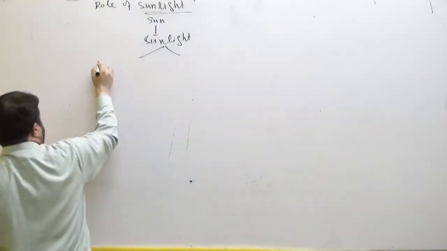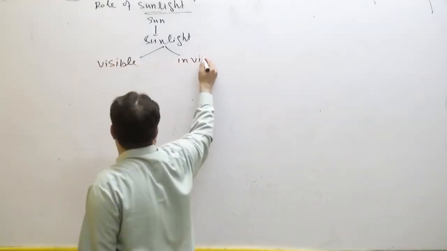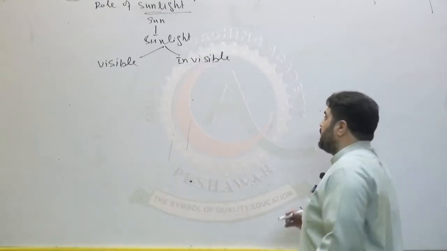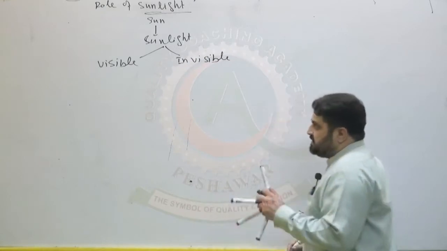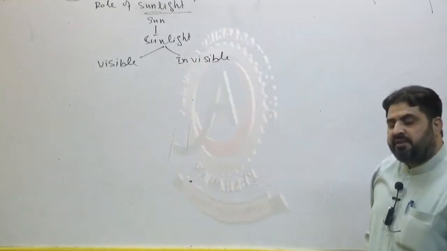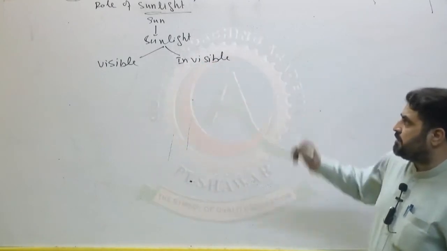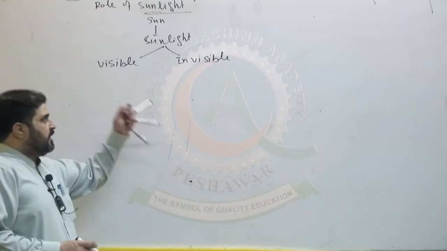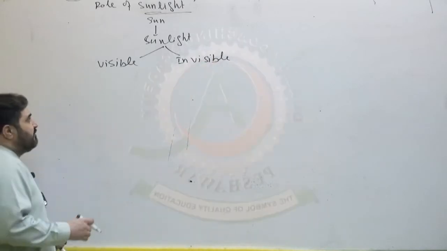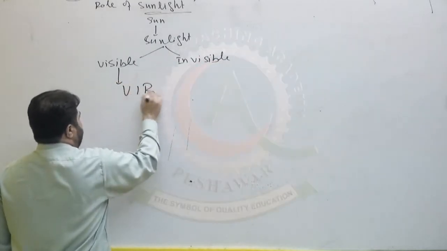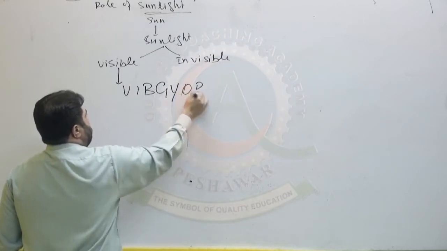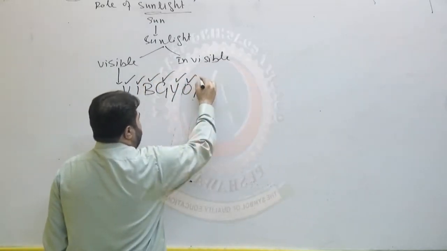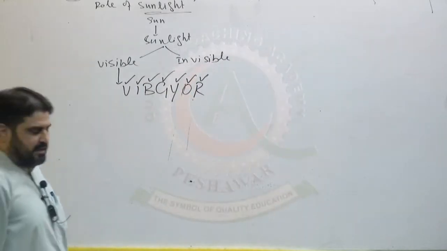Now, sunlight consists of 2 parts. One is called visible and the other is called invisible. The visible range is in between gamma and radio rays. The invisible light is before the ultraviolet rays and after the infrared. We are mainly focusing on the visible color lights, which are in the form of wavelengths: VIBGYOR. V stands for violet, I for indigo, B for blue, G for green, Y for yellow, O for orange, and R for red. So there are 7 different colors of light.